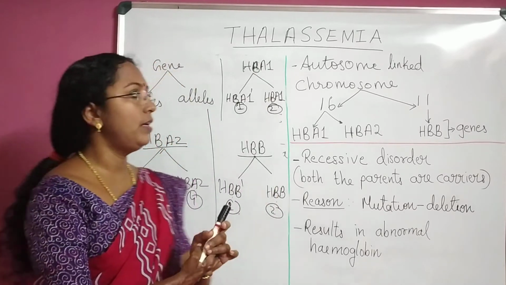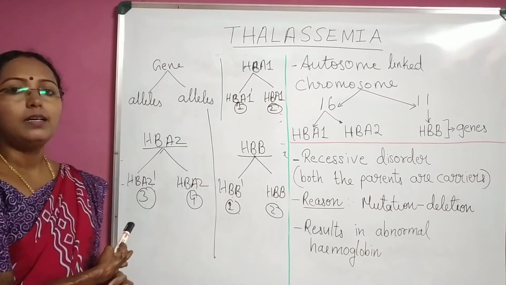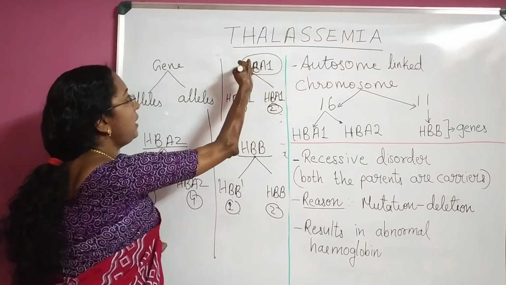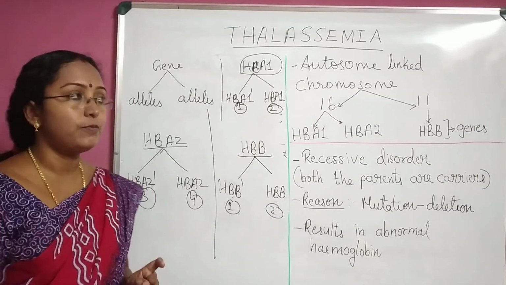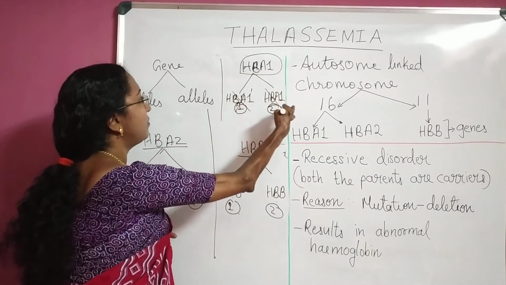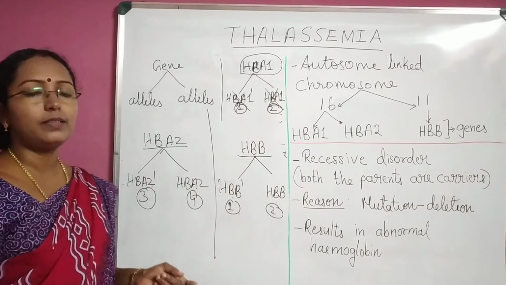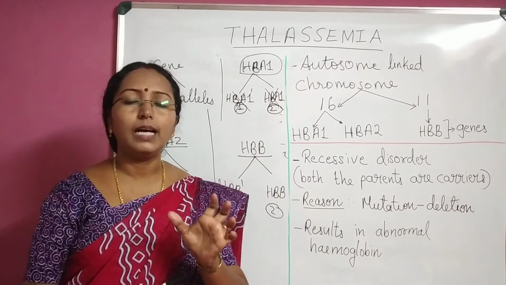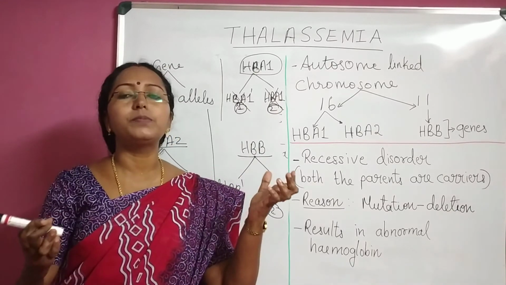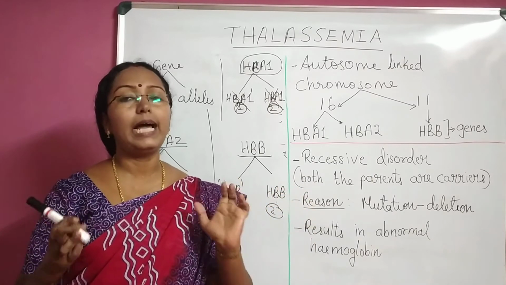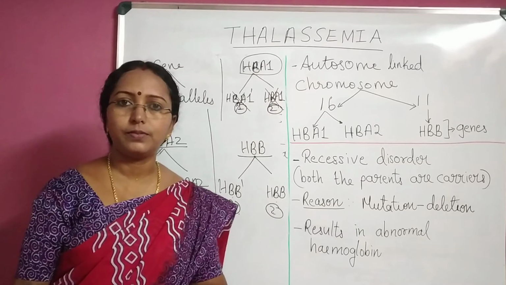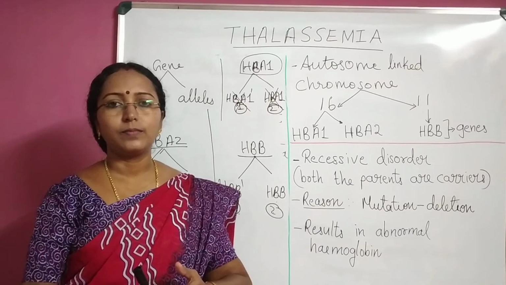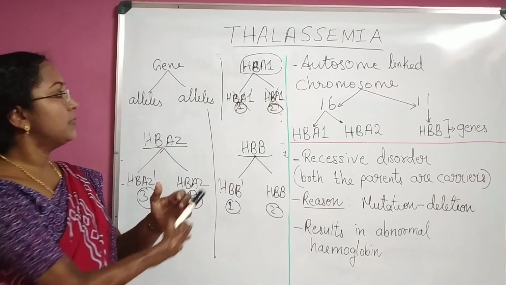If a person is having, among the 6 alleles, a defect in the gene HBA1, HBA1 is defective, meaning these 2 alleles are defective. The other alleles are okay. There is no problem with the other alleles. The person will have mild thalassemia only, or the person will not show any symptoms of thalassemia at all. But the person is having the defective gene. In that case, you call the person a carrier. So in that case, the person is a carrier.